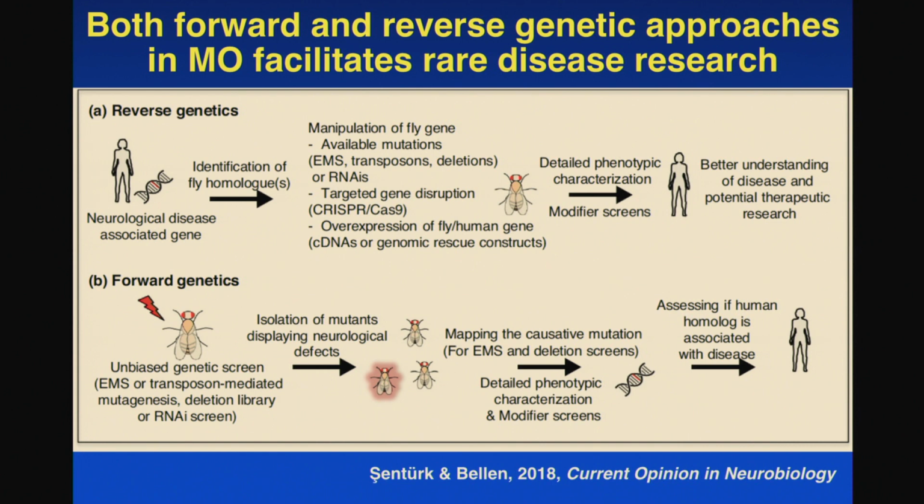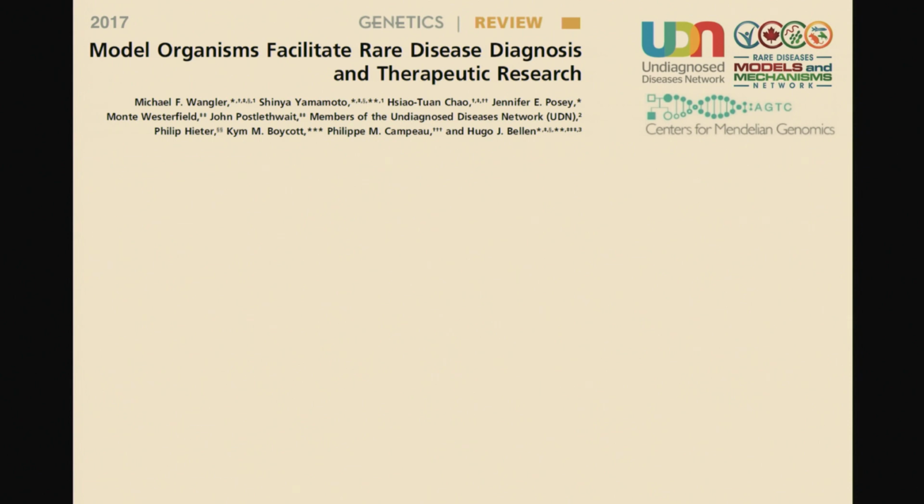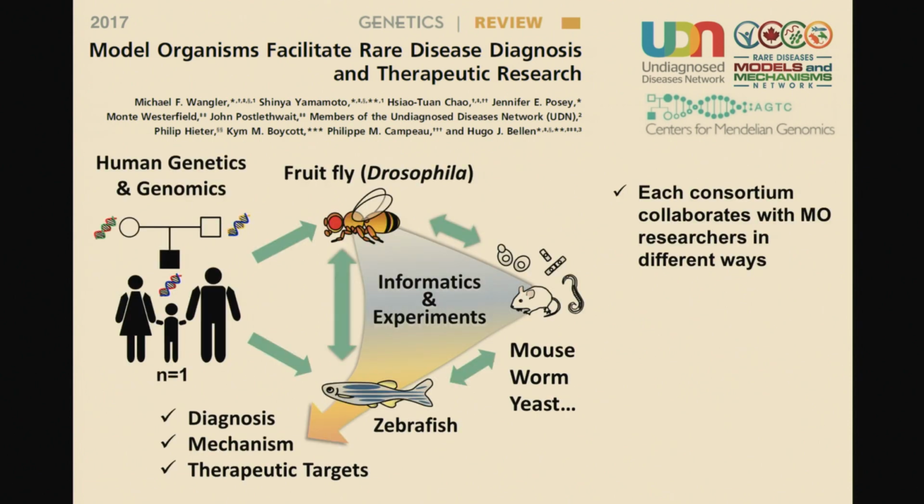And then we also use forward genetic approaches to identify genes that cause neurodegenerative disease and then try to link them to human disease through GeneMatcher and build our cases there. So this is a highly collaborative effort between first human geneticists, obviously, in the reverse genetic approach. And then I'll show you how we work with fruit flies and what we've accomplished in the last 3 years.